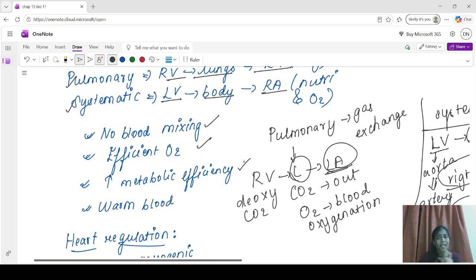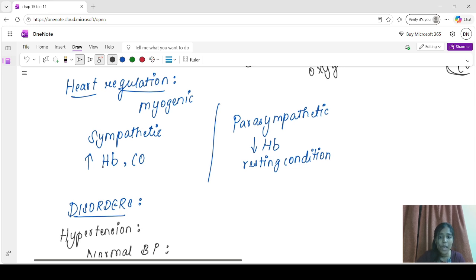What is warm blood nature? Maintaining consistent body temperature. And maintaining the consistent body temperature will require high energy and efficient oxygen supply. So double circulation helps to achieve all of these. Now let us learn about heart regulation.